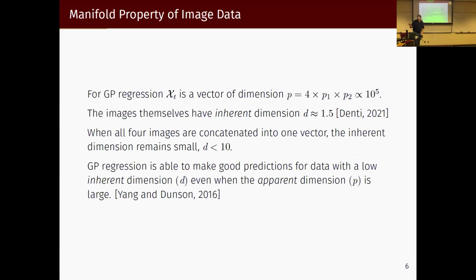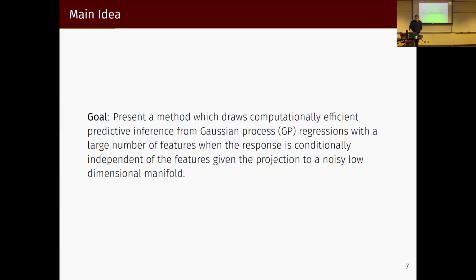Okay. So X appears large, but it has a small inherent dimension. Even when you stack them all together, the inherent dimension is still small. It's just 4 images. And here's the first important result that lets us use Gaussian process regression, which states something like: GP regression is able to make high quality predictions for data with a low inherent dimension, even when it looks like high dimensional data. This is a pretty technical result having to do more with the manifold structure in the data.